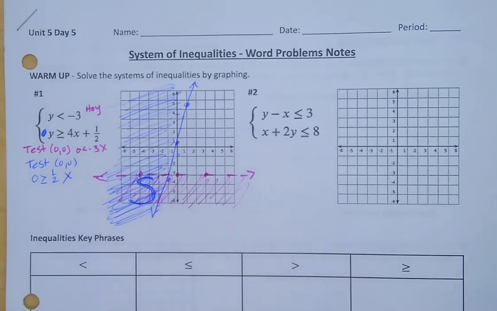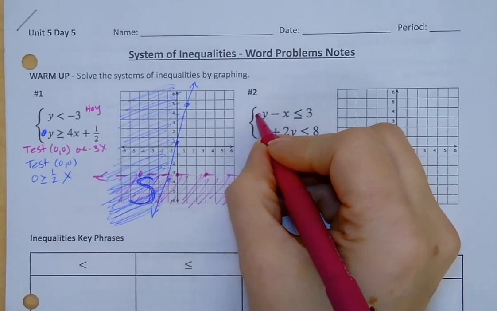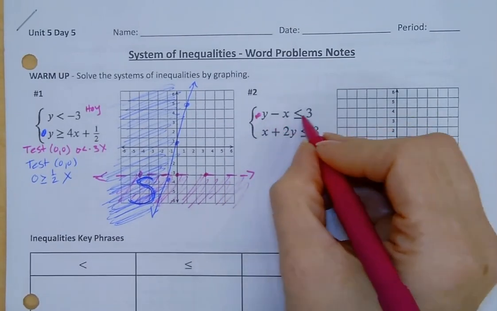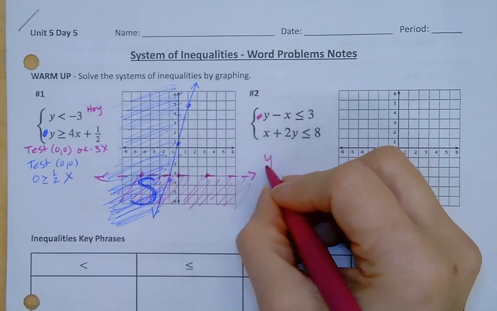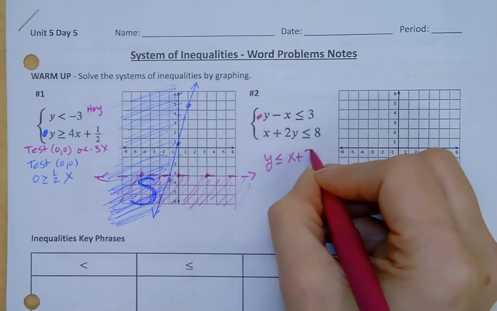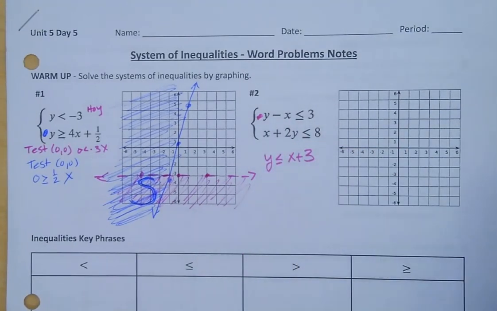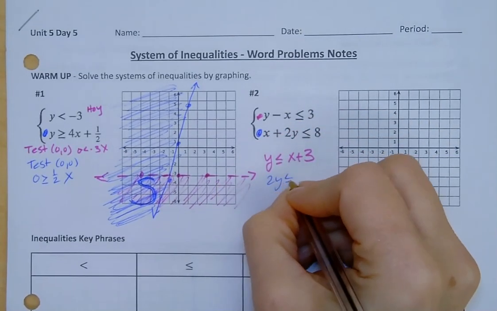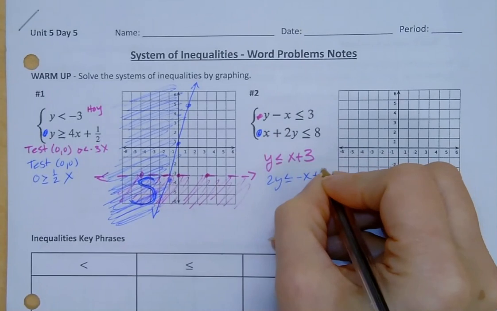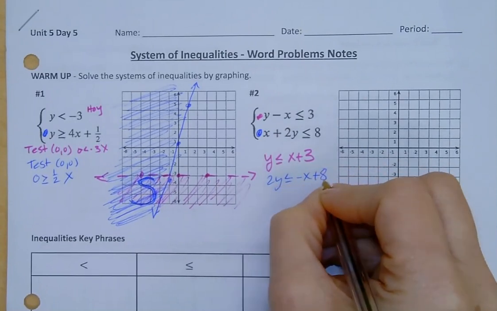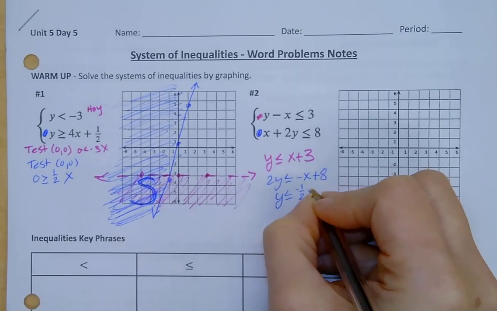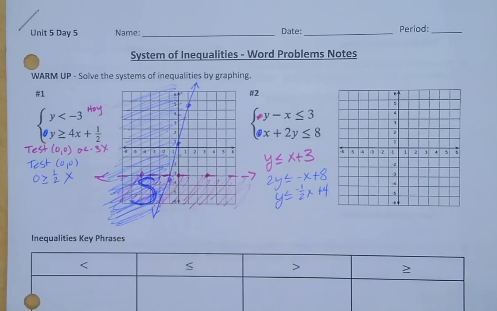Okay, let's look at the next bit of information. In order to graph, I want to see this in slope-intercept form. So I'm going to rewrite that. That'll be y is less than or equal to x plus 3. Okay, and I'm going to rewrite my other inequality statement. That's going to be 2y is less than or equal to -x plus 8. I haven't got y alone, so I'm going to divide everything by 2. Y is less than or equal to -1/2 x plus 4.